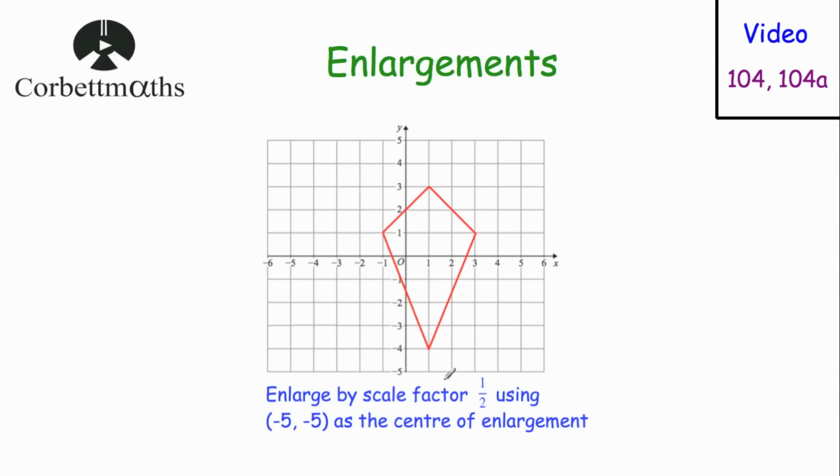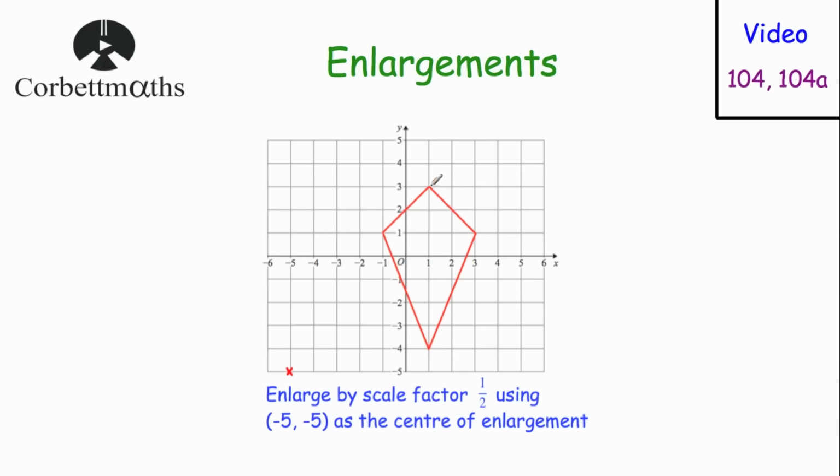So it says enlarge by scale factor half using -5 as the centre of enlargement. So let's find -5. That's our centre of enlargement there. And we've got our original shape, our object, and we're going to enlarge it by a scale factor of half. That means that all the points in the image will be half the distance away from the centre of enlargement.